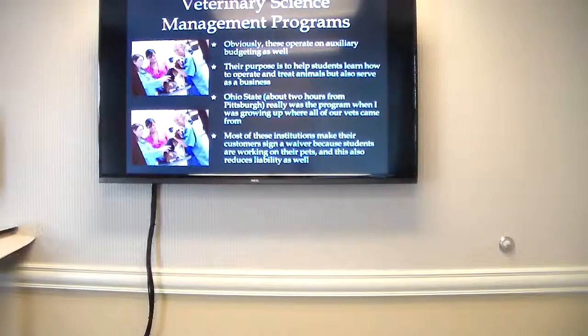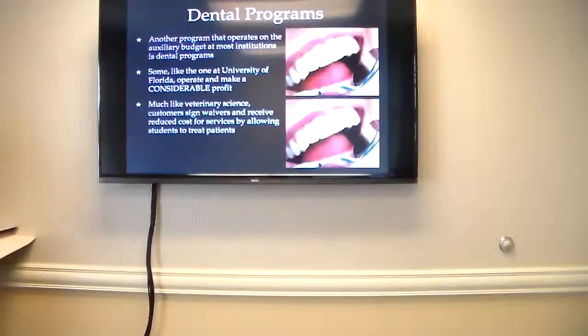One of the things that I thought was interesting when I looked at their model was the fact that patients had to sign a waiver because students are working on their pets. So obviously that could be a liability concern, and it's imperative that you reduce liability when things like that could happen. Dental programs are very similar to this as well.